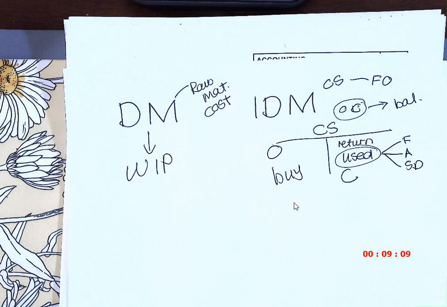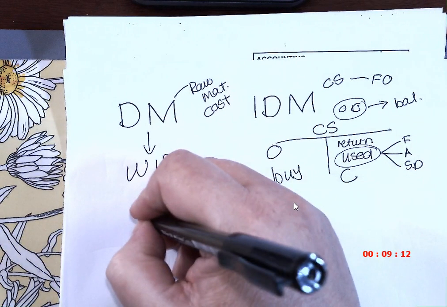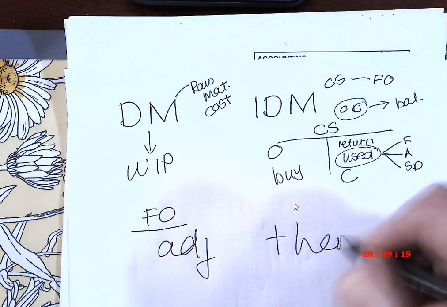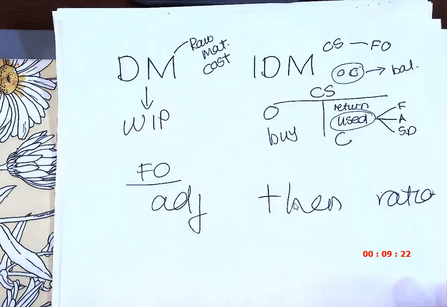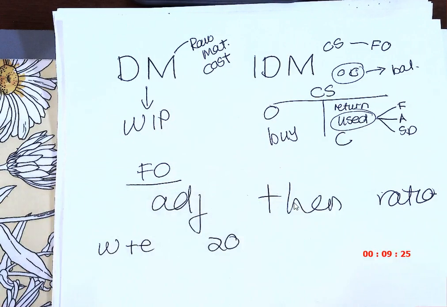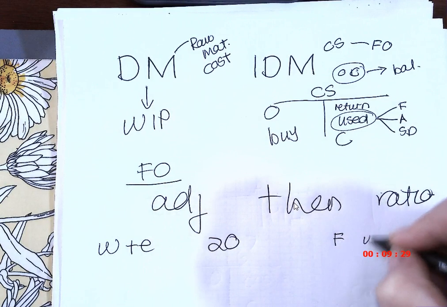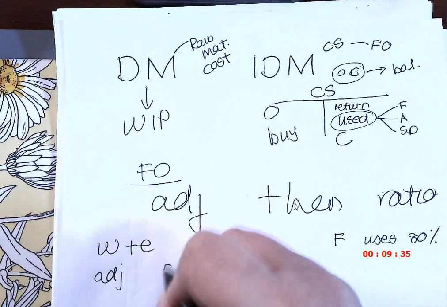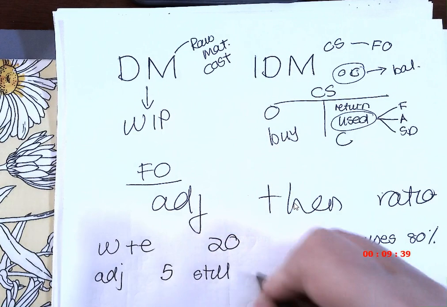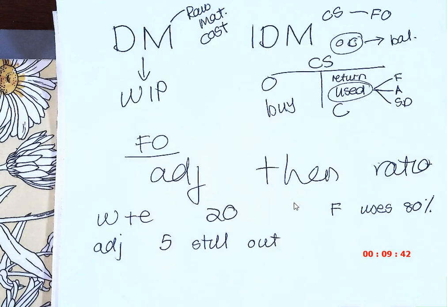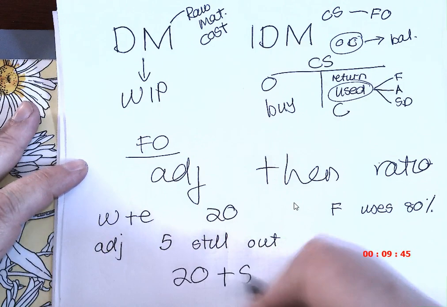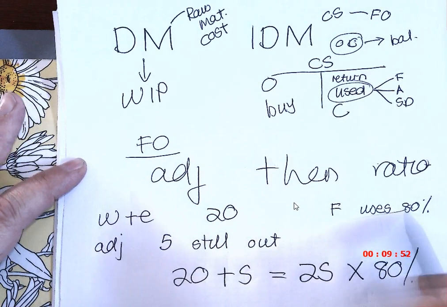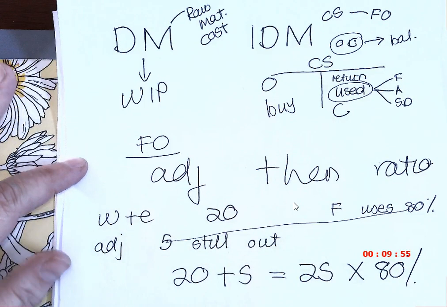The other thing I need you to please remember is when you get to factory overheads, you will always first adjust, then ratio. In other words, if you have water and electricity is 20 Rand, and they say the factory uses 80%, but they also give you an adjustment where they say 5 Rand still outstanding. So that's the adjustment. I will first say 20 plus 5 gives me 25. Then I will say times 80. Can you see I'm not going to 80% that 5 Rand. That's what a lot of you guys do.